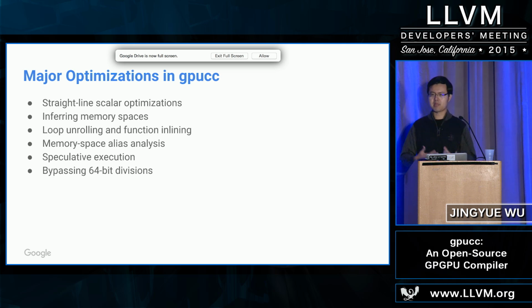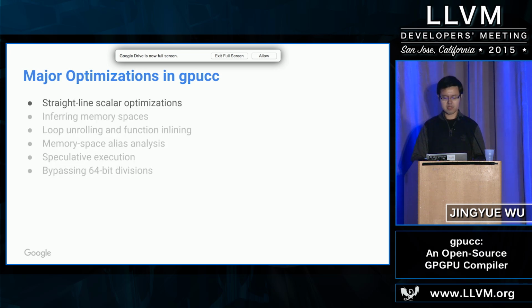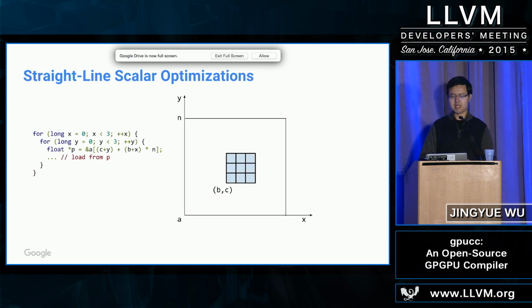So we investigated the performance gap between GPUCC and nvcc originally, and we developed and tuned some existing optimizations and new optimizations. And here's a list of the major optimizations we do in GPUCC. I'm going to focus on the first 2 and just briefly talk about the remaining 4. All these are open source, by the way. The first item is straight line scalar optimization. It's actually a set of 3 smaller optimizations that share the same theme of reducing redundancy in straight line code. So why is straight line code so important?